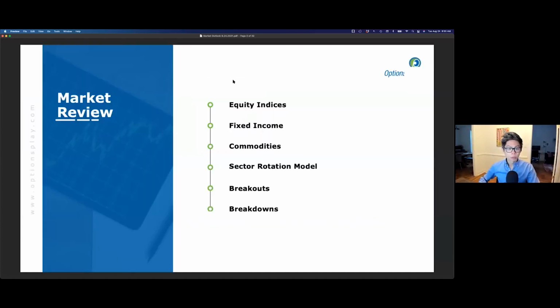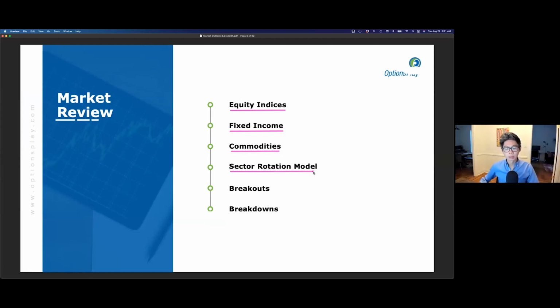So as normal, we're going to start off by taking a look at the major equity indices, see where they currently sit, as well as take a look internationally at how things are shaping up relative to the domestic market. We'll take a look at the fixed income markets. We'll look at the dollar. We'll look at U.S. Treasuries as well as gold in the commodity section.